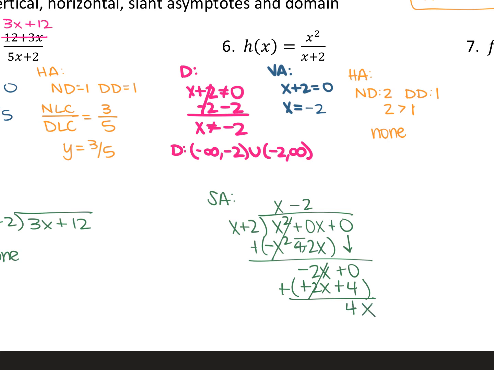Don't worry about the remainder. The only thing you need is the x minus 2. Set it equal to y, and that is your slant asymptote.